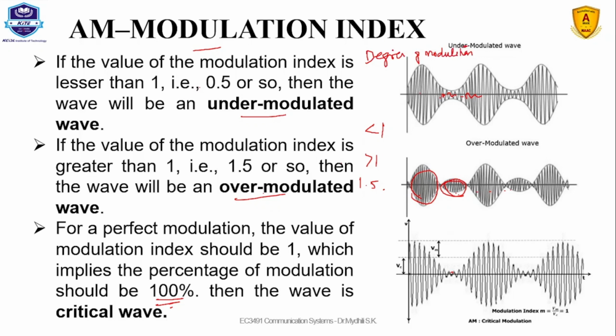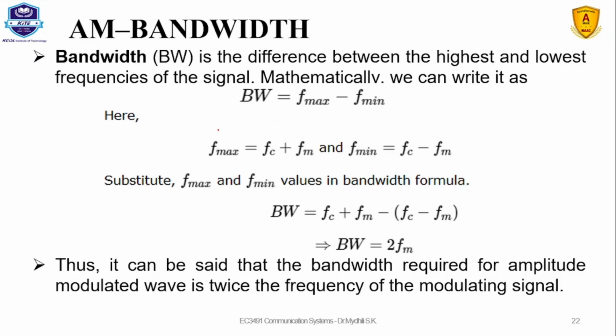When you get a 2 mark question, what are the degrees of modulation? You must mention first undermodulated, second overmodulated, and third critical modulation. Right, and the condition is very important.